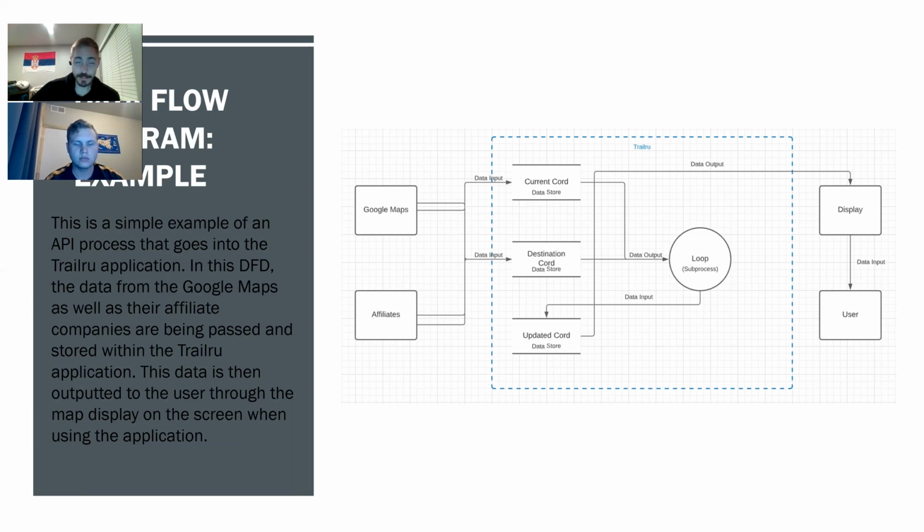They're passing it through a loop within this function, which can be seen through the blue dotted line, which is a trust boundary. And that loop will loop through those and get the updated coordinates, which is a data input to the updated coordinates data store, which will then pass data through to the display, which will then pass data to the user. So again, just a simple representation of data flowing through a system or a process.